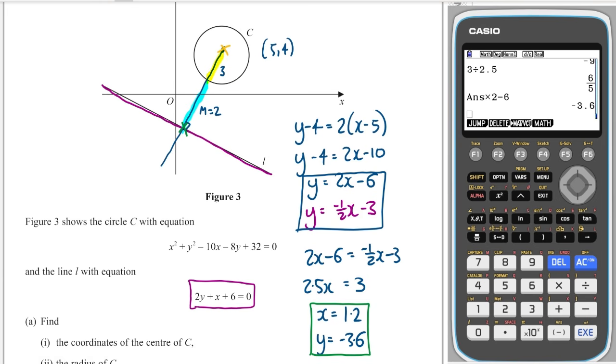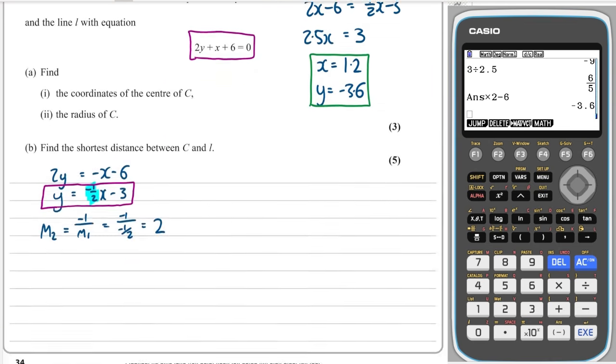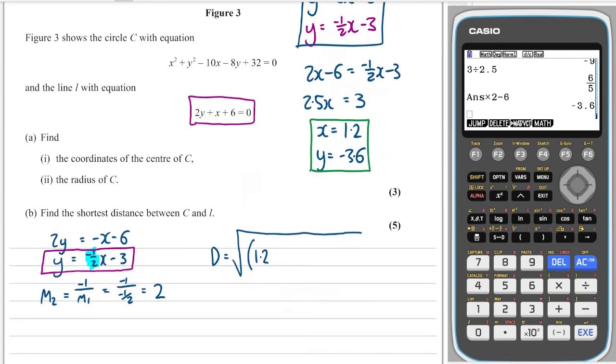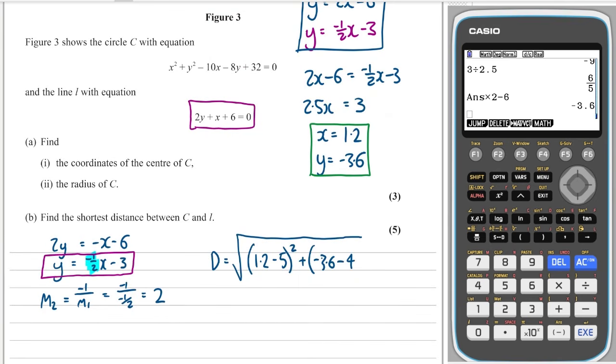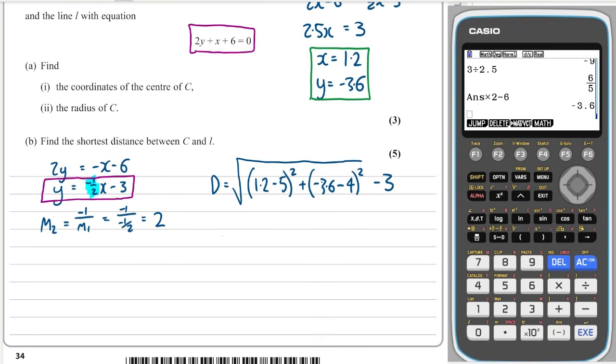Let's find the distance between the centre and the intersection point. And how do we find distance? Well, we do the square root of the difference in the x's, so 1.2 minus 5, all squared, plus the difference in the y's, which is minus 3.6 minus 4, all squared. And then after that, we need to subtract that 3 radius. And that's going to give me that overall distance.